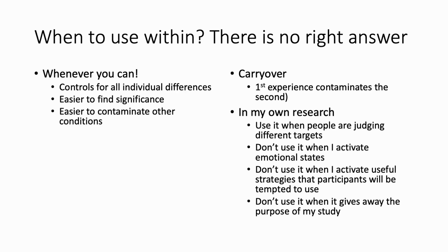Now, a lot of students ask me, when should I use the within subjects design? And there is no right answer. There are things to consider. In my own research, I try to use a within participants design whenever I can, because it requires fewer participants to find significance. This is because each person is their own control, so you're removing all possible third variables from impacting the results. All individual differences are removed, essentially.